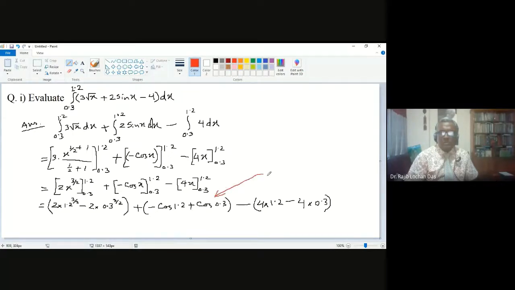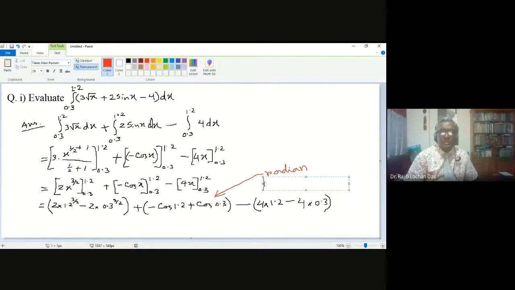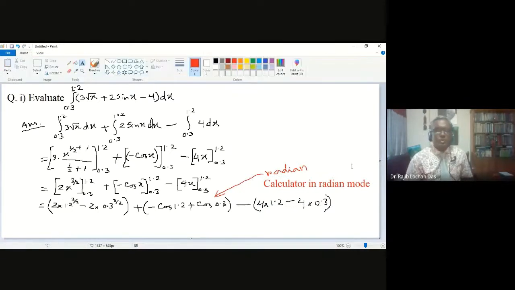In this cos calculation, it must be in radians. So you take your calculator into radian mode in the beginning. That is one very important message. Take the calculator in radian mode, take it in the beginning every time, so that the correct answer comes automatically. This is important. So this is one example.